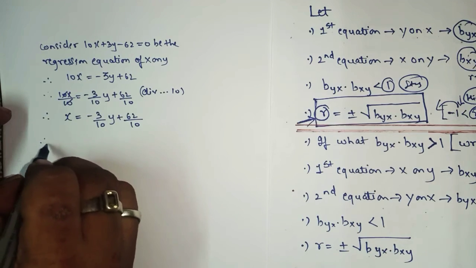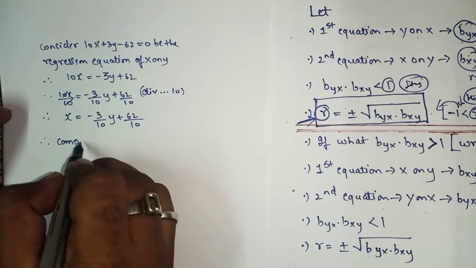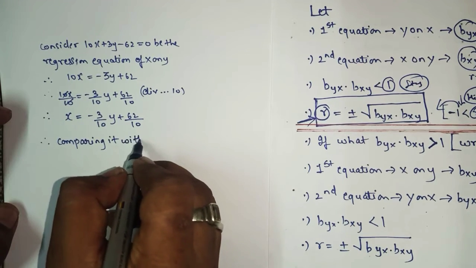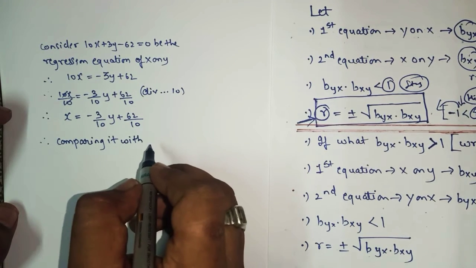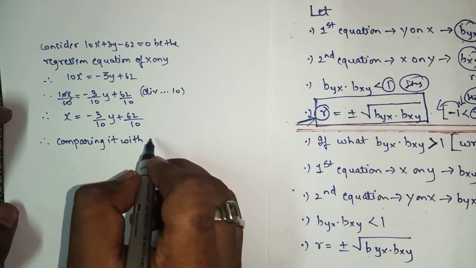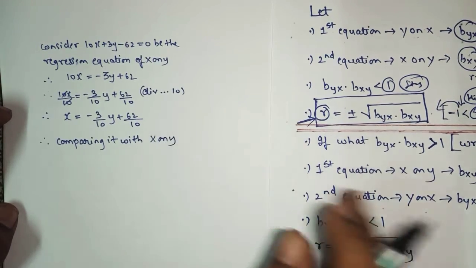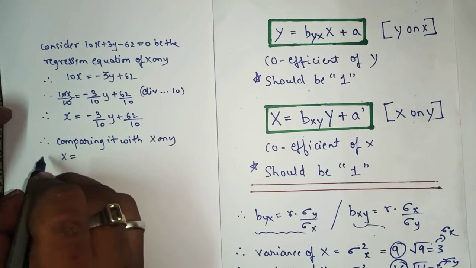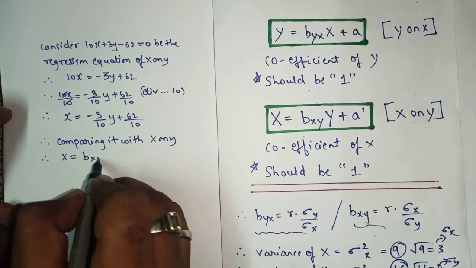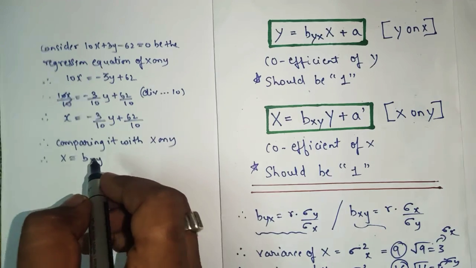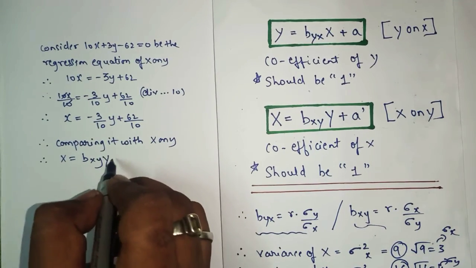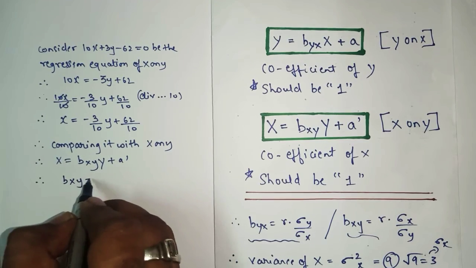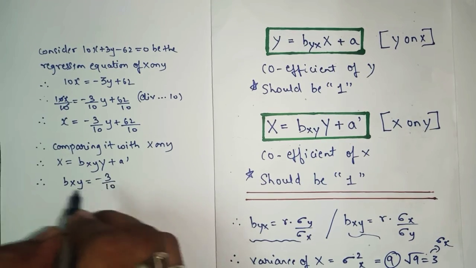Now we'll compare this equation, comparing it with x on y. So here clearly we can see that x on y is x equals to bxy y plus a dash. So therefore bxy is equal to minus 3 upon 10.